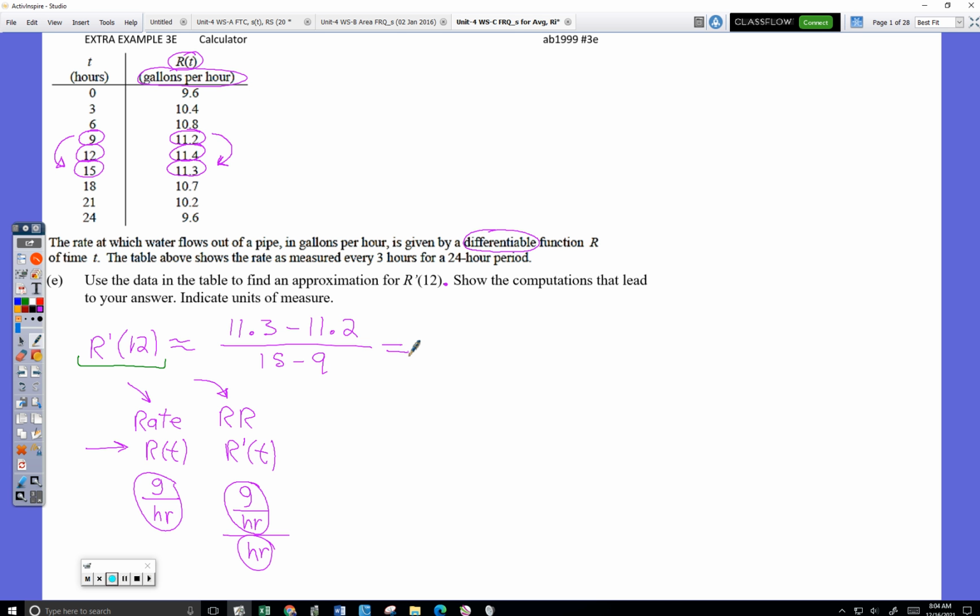And actually, my recommendation is don't go any further. Just put in the units. So hands up, what are the units of the numerator again? Hopefully this is easy. What are the units of the numerator right here? Hands up. There we go. Let's go, Charlie. Gallons per hour. So the units are gallons per hour.